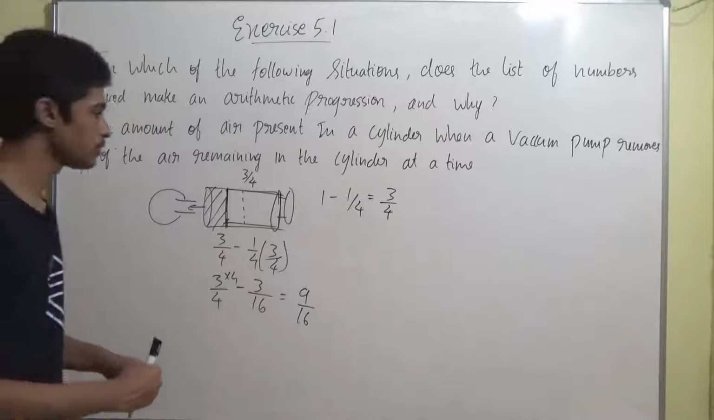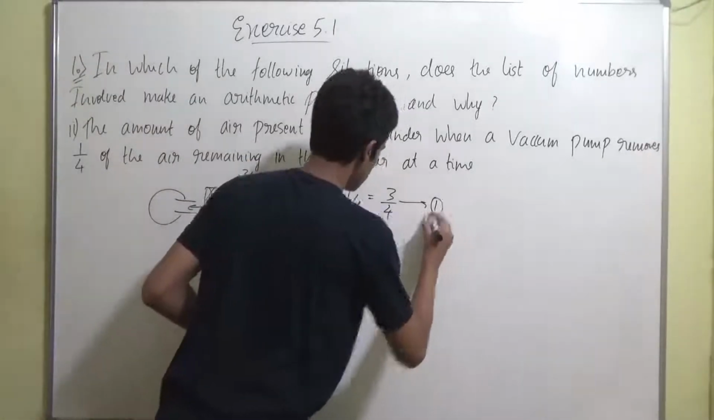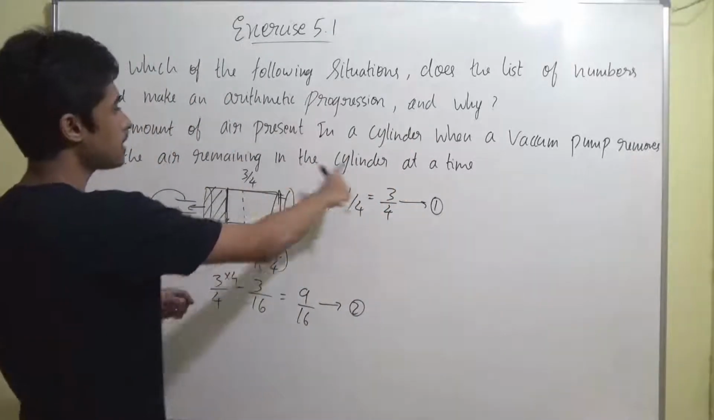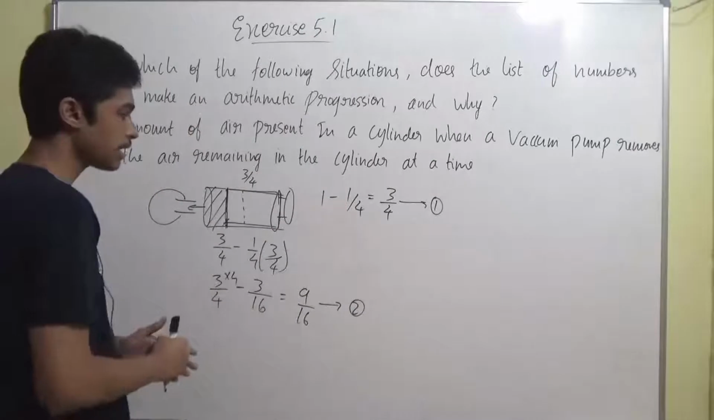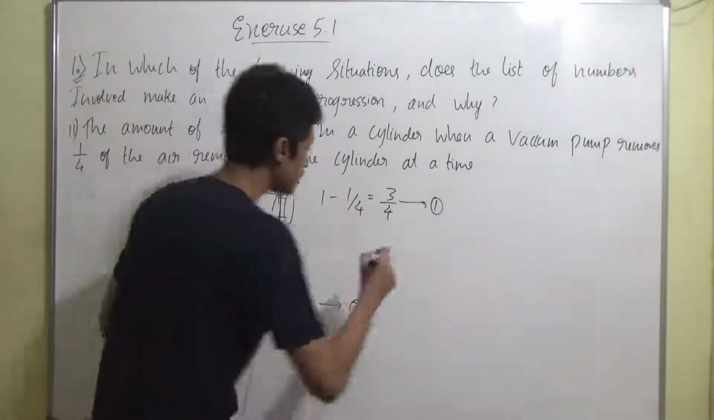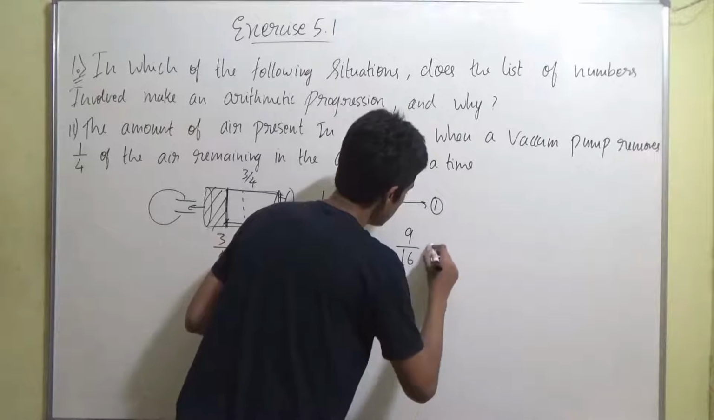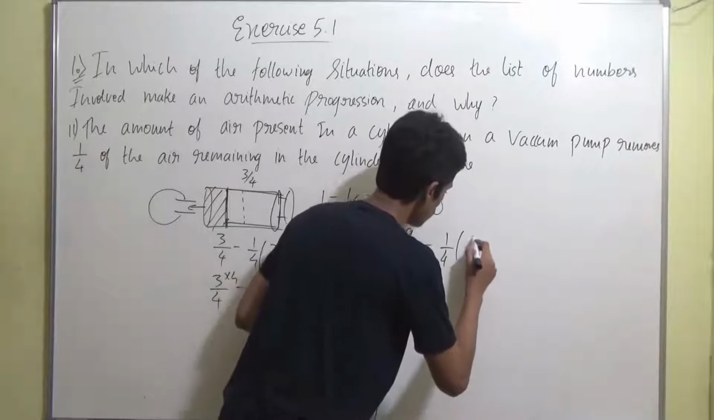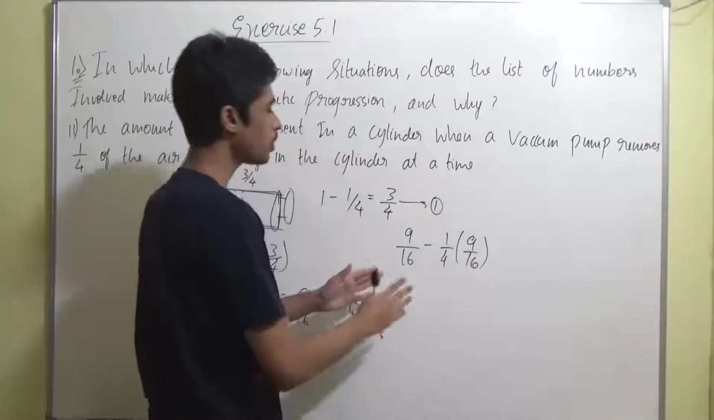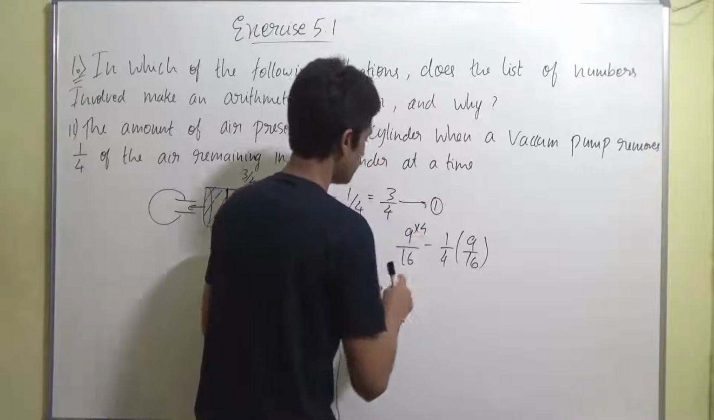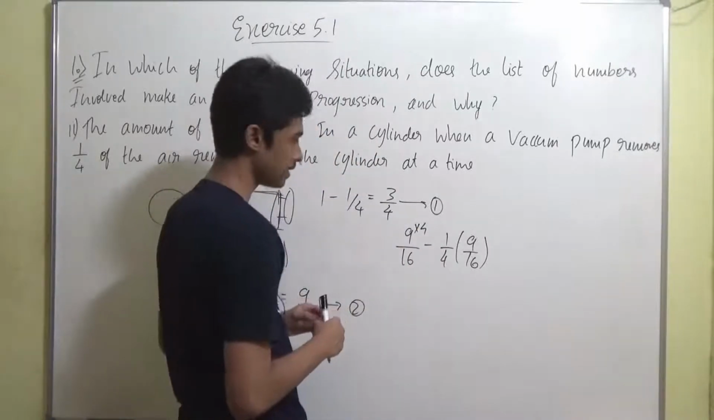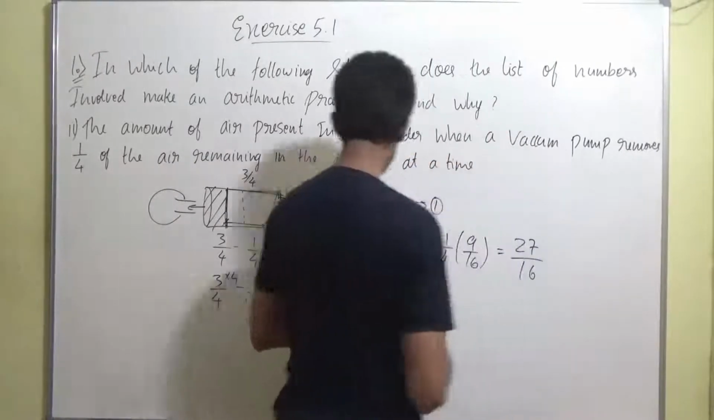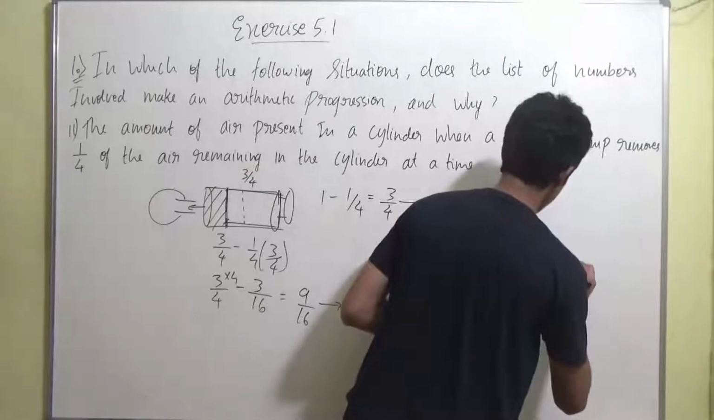This is the first step, this is the second step. They're saying at a time, right? Remaining at a time. So this is the first time, and this is the second time. Now let's find for the third time. For the third time, it's going to be 9/16 minus 1/4 of 9/16. Getting it? Now what will be the LCM? LCM is going to be into 4. This will become 36 minus 9, 27/16. Getting it guys? So this will be the third time.